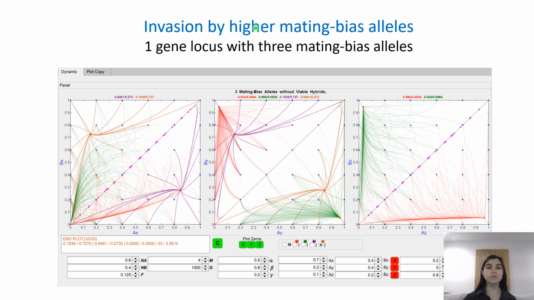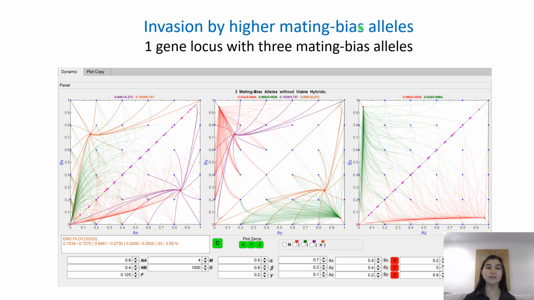If the Z allele has a higher mating bias, it will invade and go to a fixed point. What we discovered is you cannot have 3 mating bias alleles existing in a fixed point polymorphism. For example, if these are the 2 fixed points here in the X and Y system, this is AX and BX and AY and BY, the emergence of a Z allele with a higher mating bias will invade and eliminate one of the original alleles, in this case, the X allele.